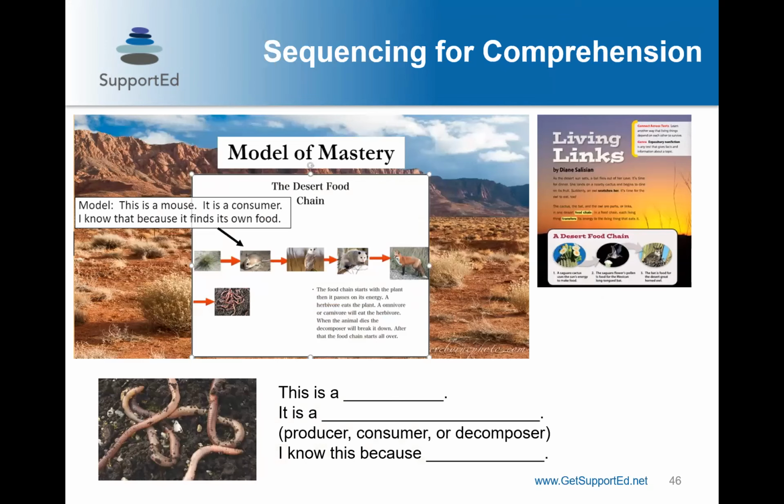Once they have arranged themselves correctly, according to the food chain, they would share what the picture is that they're holding, using that language frame. So it might sound something like, this is a worm, it is a decomposer, I know this because it breaks down dead plants and animals. I think that this is a nice strategy because it utilizes all of the different domains of language in an effort to comprehend complex text.